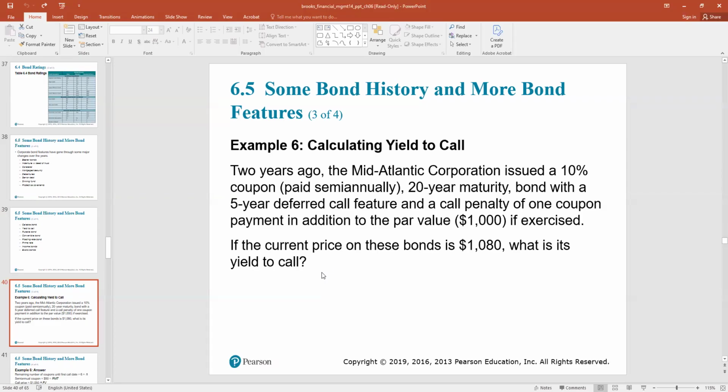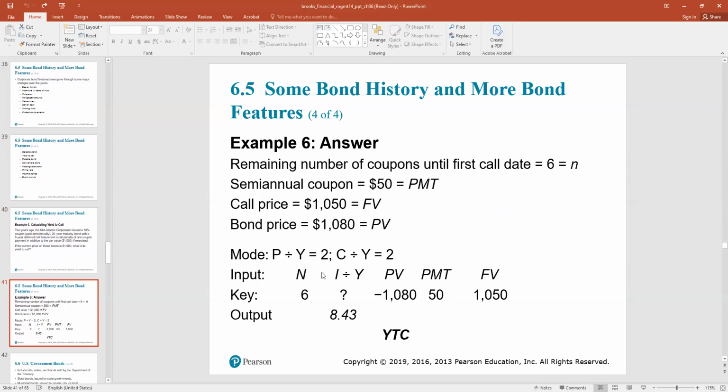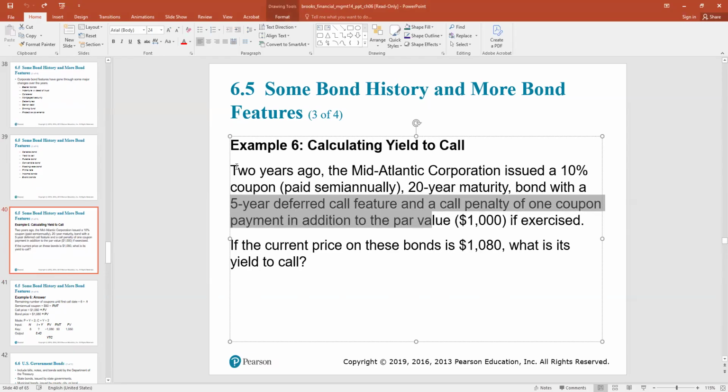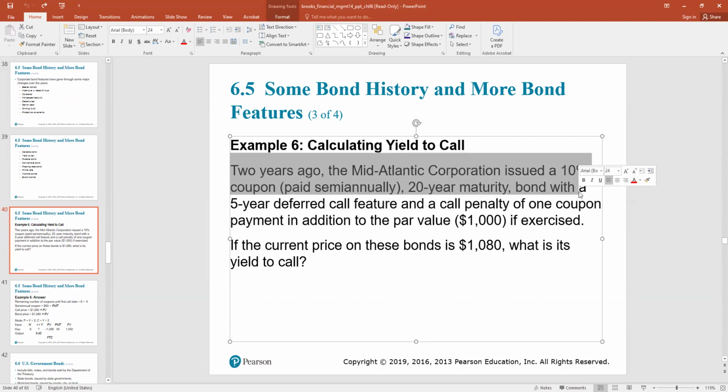Imagine it is exercised, and the price of this bond is $1,080. So the remaining number of coupons until the call date is 6. Why 6? 5-year deferred call and 1 coupon when it's exercised. 2 years ago, guys, means 20 years less 2 years is 18 years, and 5 years less 2 years means 3 years are left to be called. So in total, 6 coupons left because it's semi-annual, and 3 years is the time for calling.